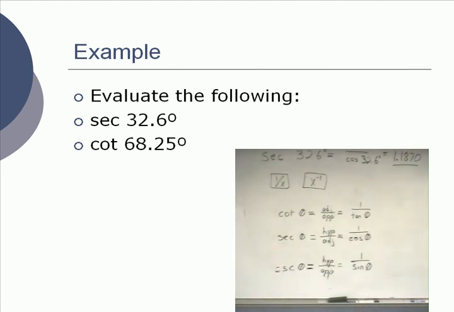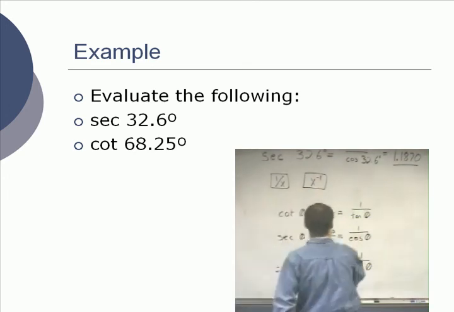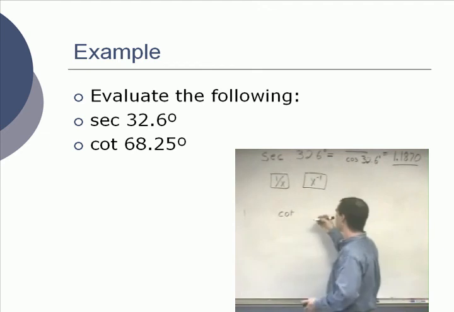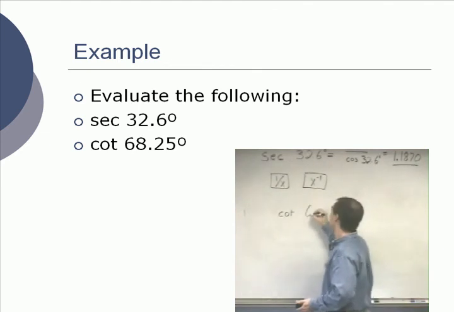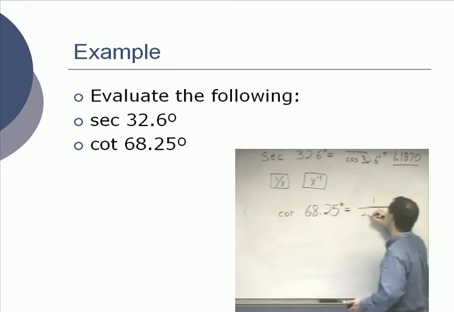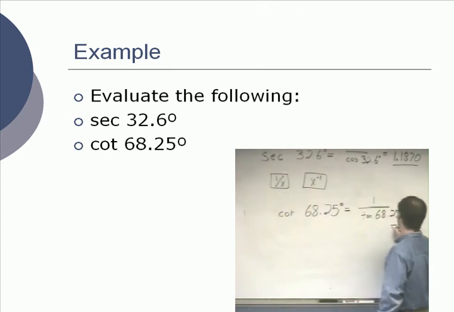Take a minute, find the cotangent of 68.25 degrees. Cotangent of 68.25 is going to be 1 over the tangent of 68.25 degrees, which is, anybody get that? 0.3990, that's right. 0.3990 is the cotangent of 68.25 degrees.